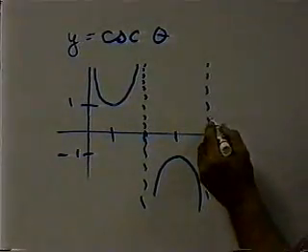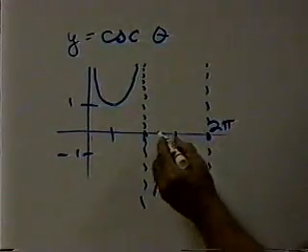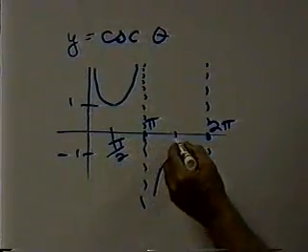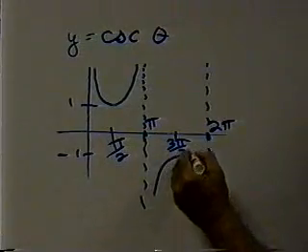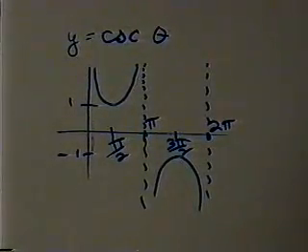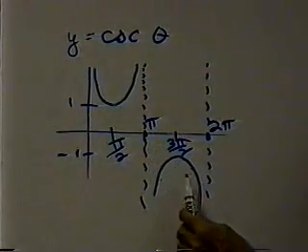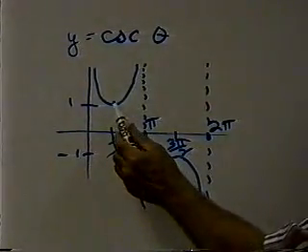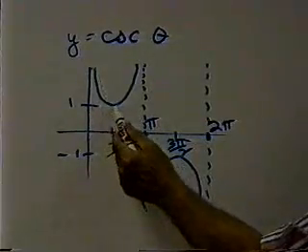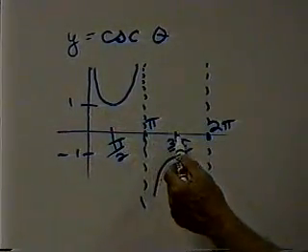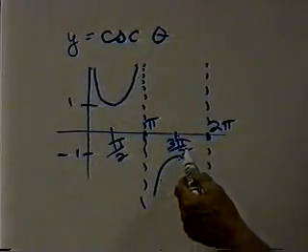So this would be 2 pi, 360 degrees, pi, 180 degrees, pi over 2, 90 degrees, 3 pi over 2, 270 degrees. Cosecant positive in quadrant 1, positive quadrant 2, negative quadrant 3, negative quadrant 4. Cosecant of 0 is not possible. Cosecant of 90, 1. 180, not possible. 270, minus 1.